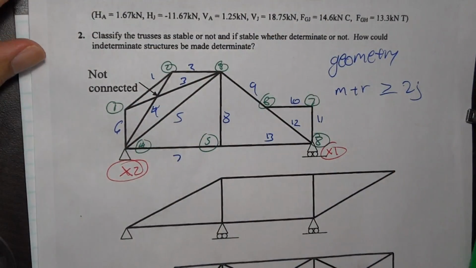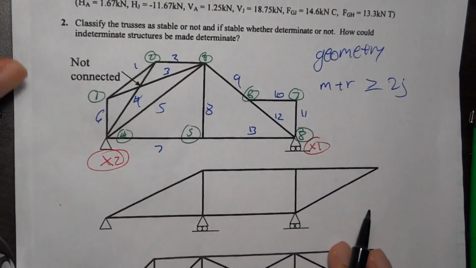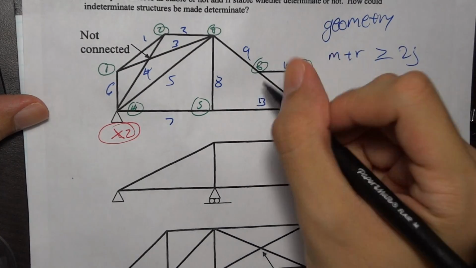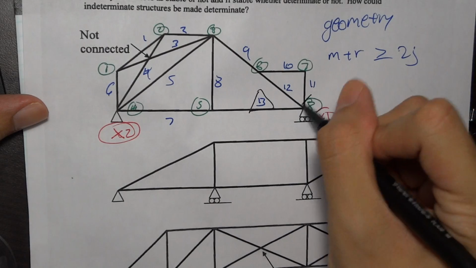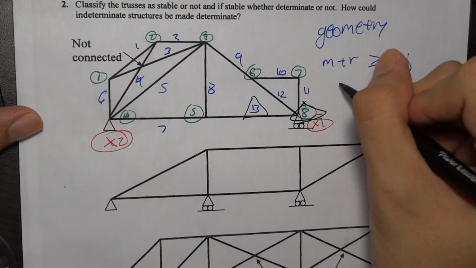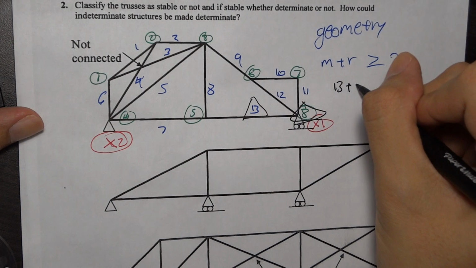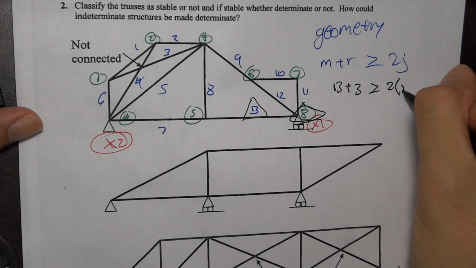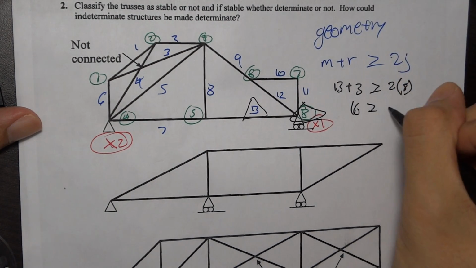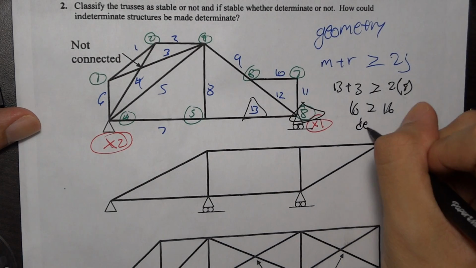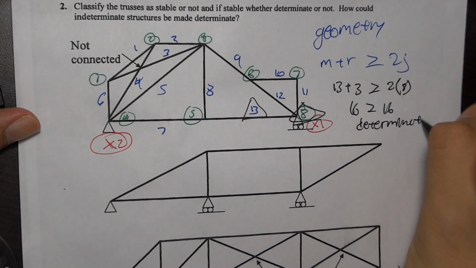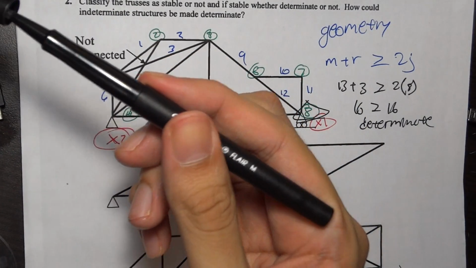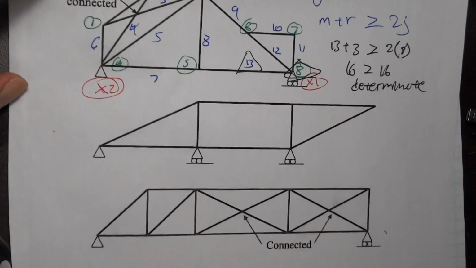So if you have all those in, then you can tell by the equation very quickly that your m is 13, j is 8, and r is 3. So you have 13 plus 3 is greater than or equal to 2 times 8. This is 16 greater than or equal to 16. So the structure is determinate. Now, it's determinate, but is it stable? And that is the interesting question.